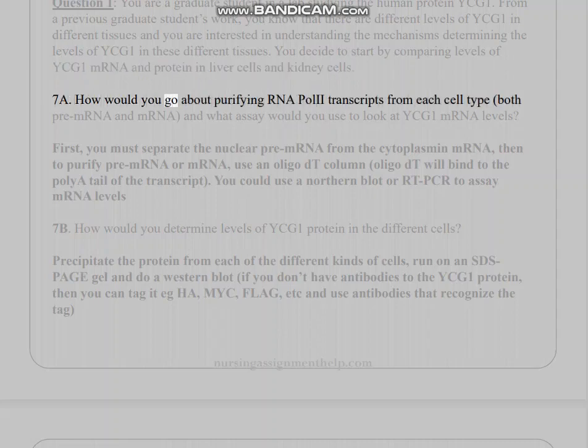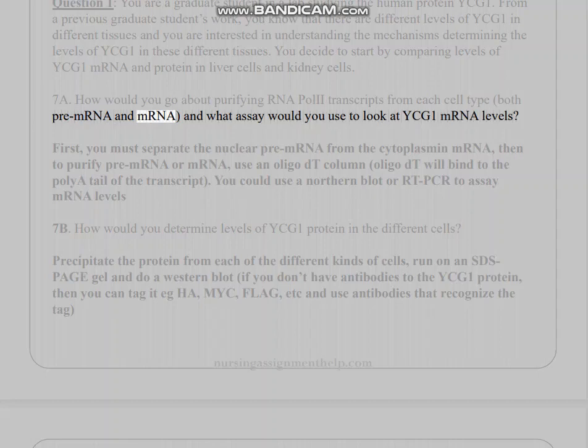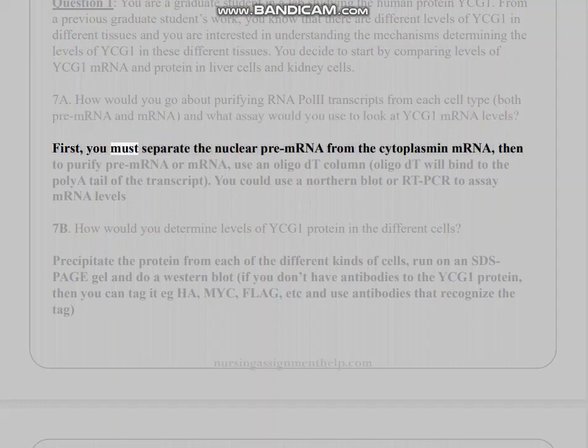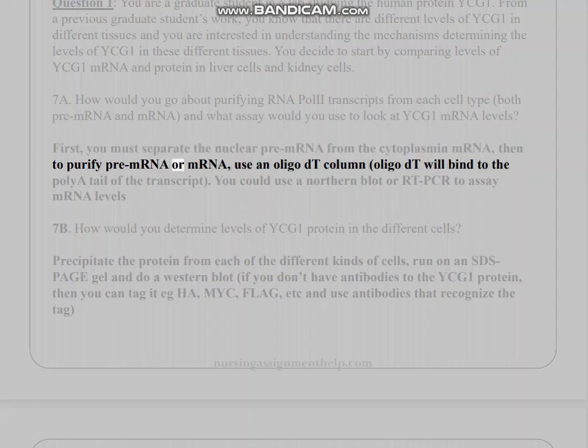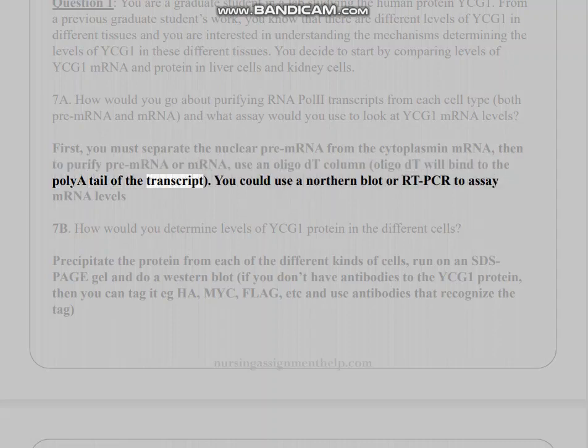7a. How would you go about purifying RNA poly-A transcripts from each cell type, both pre-mRNA and mRNA? And what assay would you use to look at YCG1 mRNA levels? First, you must separate the nuclear pre-mRNA from the cytoplasmic mRNA. Then, to purify pre-mRNA or mRNA, use an oligo-dT column. Oligo-dT will bind to the poly-A tail of the transcript. You could use a northern blot or RT-PCR to assay mRNA levels.